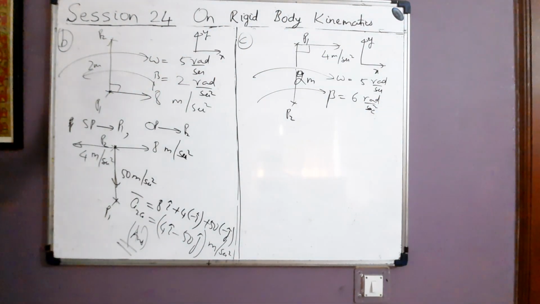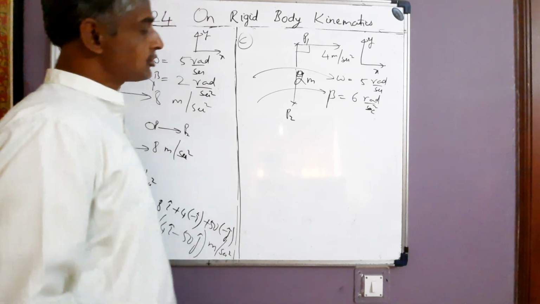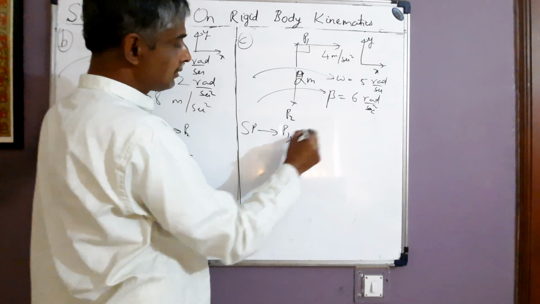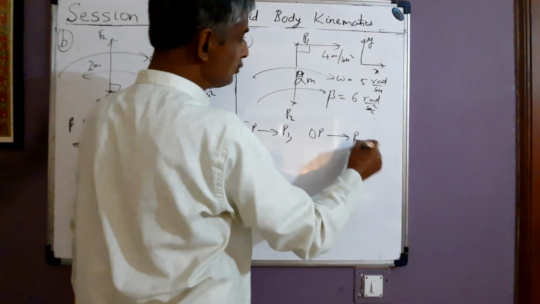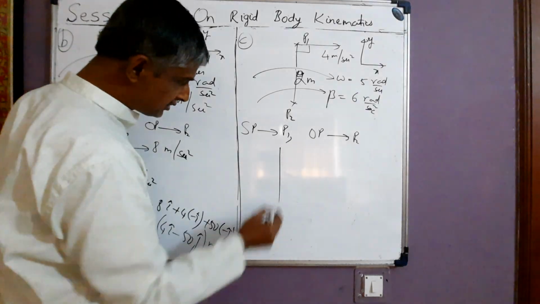Now we have to determine the acceleration of P2 with respect to ground. Again we apply the SRC procedure for acceleration between the points P1 and P2. The selected point becomes P1, the other point OP becomes P2. Now we draw the line joining SP and OP, that is the line joining P1 and P2, which is simply this line itself.